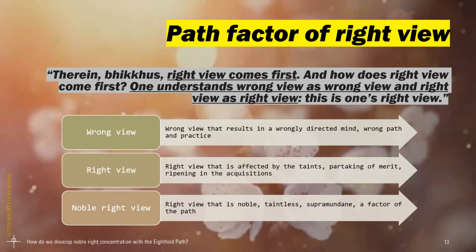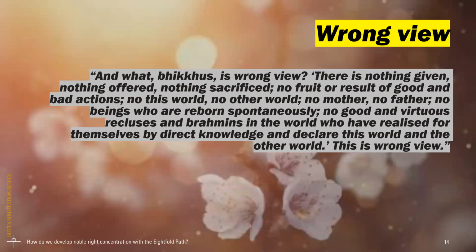And the Buddha talks about right view, which is mundane, and then noble right view. So let's look at wrong view. The Buddha says, "And what, bhikkhus, is wrong view? There is nothing given, nothing offered, nothing sacrificed, no fruit or result of good and bad actions, no this world, no other world, no mother, no father, no beings who are reborn spontaneously, no good and virtuous recluses and Brahmins in the world who have realized for themselves by direct knowledge and declare this world and the other." This is wrong view.